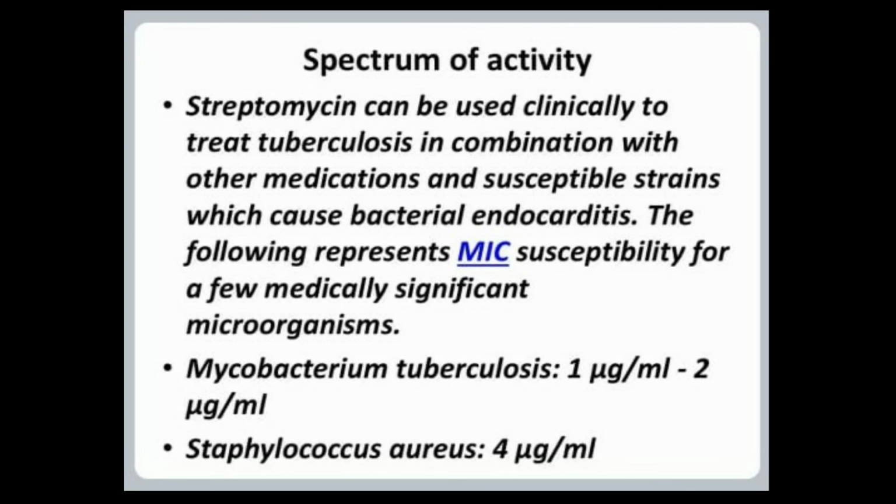Streptomycin can be used clinically to treat tuberculosis in combination with other medication, and it is used against susceptible strains which cause bacterial endocarditis, represented as MIC. It shows susceptibility for a few medically significant microorganisms. That is Mycobacterium tuberculosis, at 1 mg per ml and also 2 mg per ml. Then Staphylococcus aureus, at 4 mg per ml.